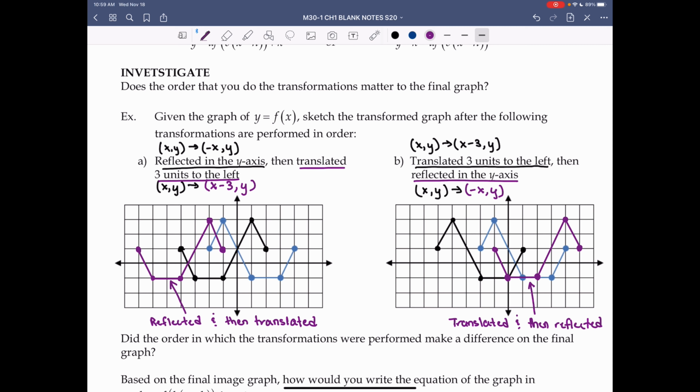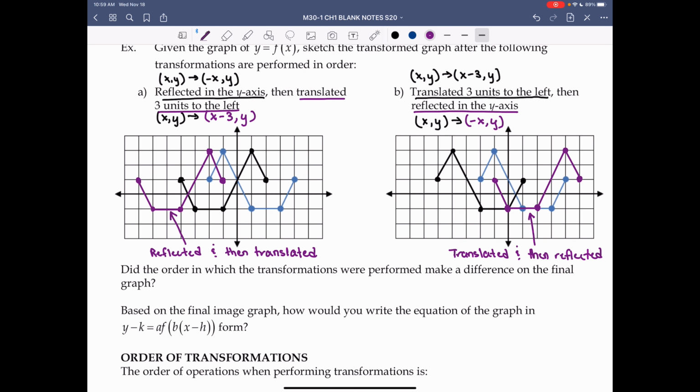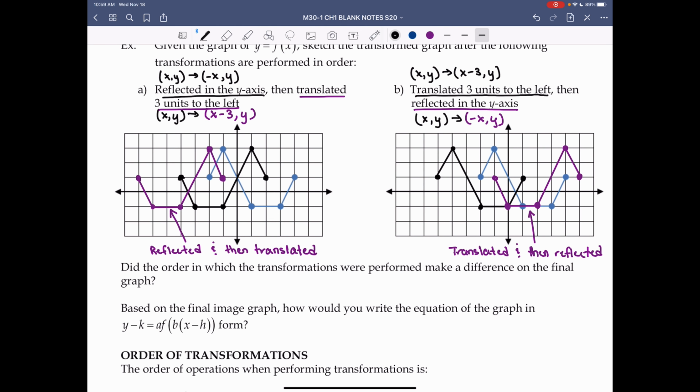Did the order in which the transformations were performed make a difference on the final graph? Yes, because our graphs are not the same. So doing the same transformations in different orders resulted in different graphs. Therefore, the order of transformations is important.